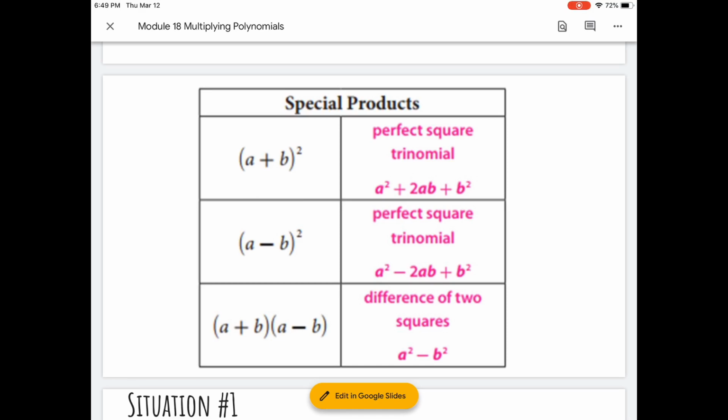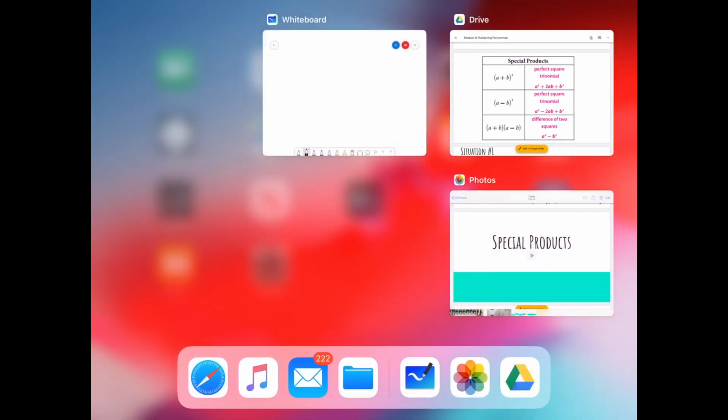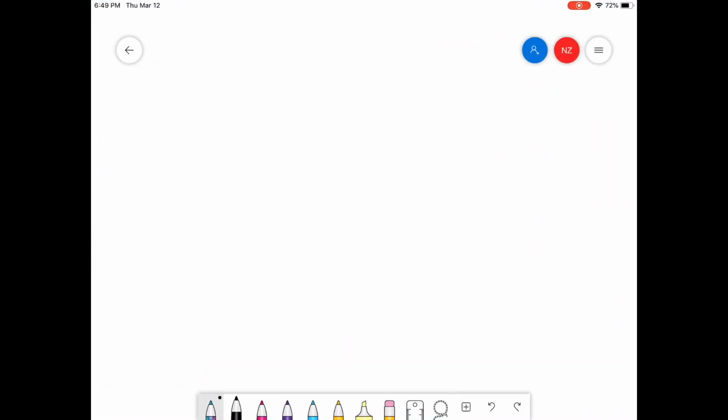So let's take a look at example number 1. Example number 1 will be (x plus 4) squared.